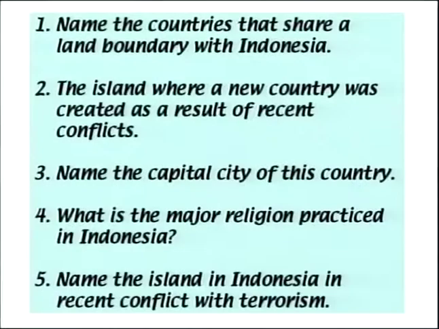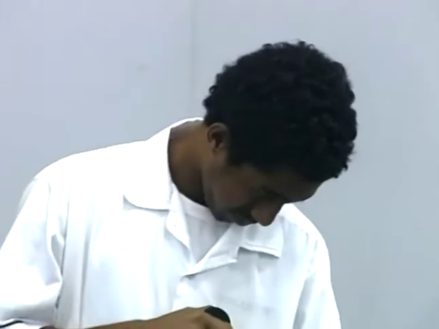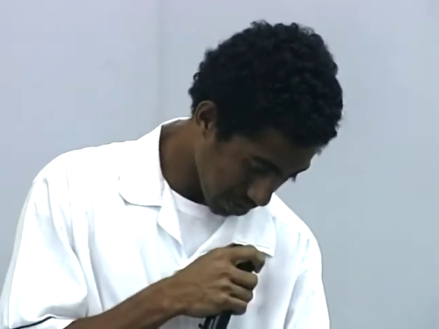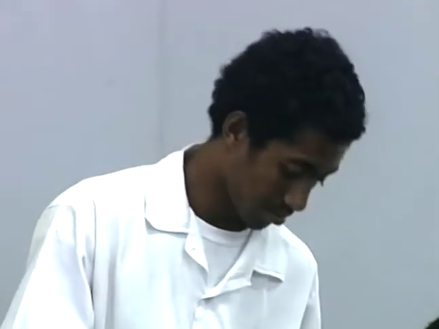Question number 1. We'll start with the boys from the back, and we'll come around this way to the front. Could you please read out question 1 and also give the answer? Name the countries that share a land boundary with Indonesia. The countries are Philippines and Papua New Guinea. Philippines and Papua New Guinea. Papua New Guinea.